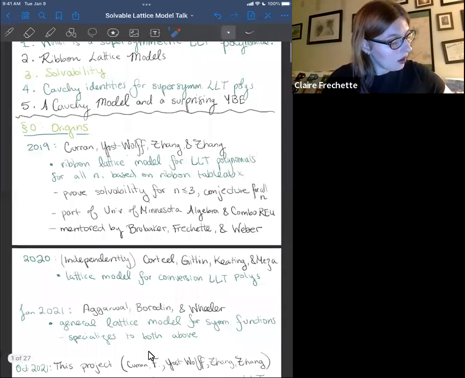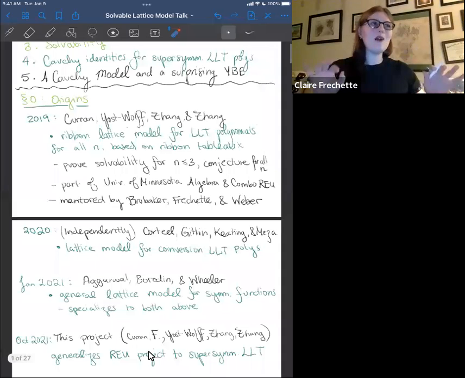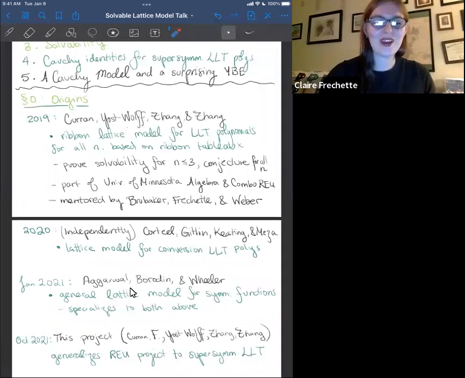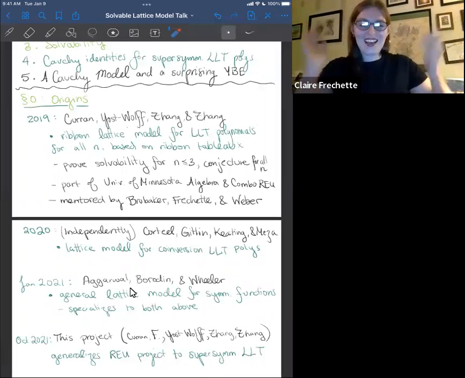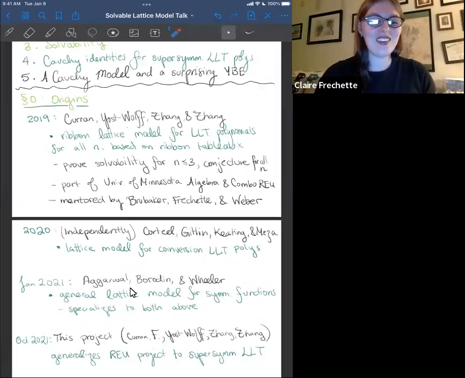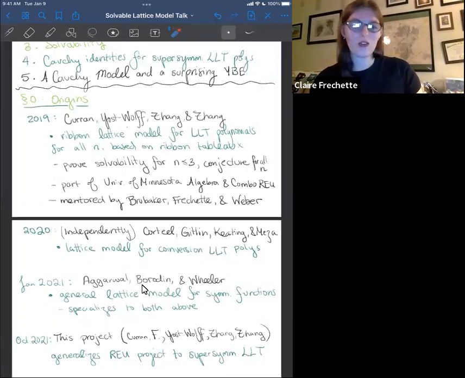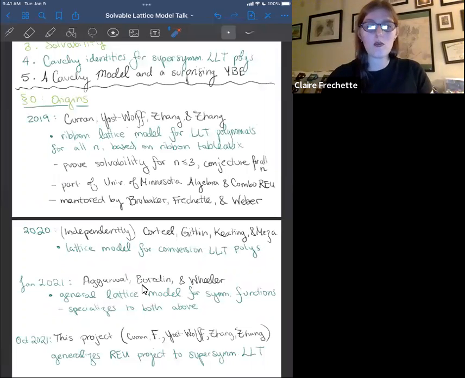Then about a couple of weeks after we saw this paper come out, our students came back to us and said, oh, we finished the solvability, we fixed it. Not knowing that this general model had subsumed their original one. So I came on to the project, not just as a mentor, but also as a co-author, to generalize our REU project to supersymmetric LLT polynomials and be able to use the solvability relations that they had just come up with. So that's this project in particular.